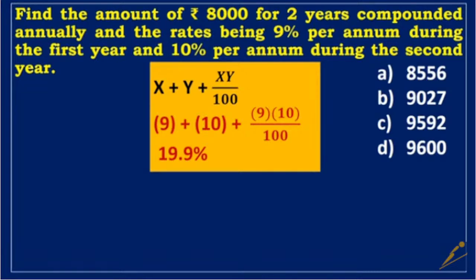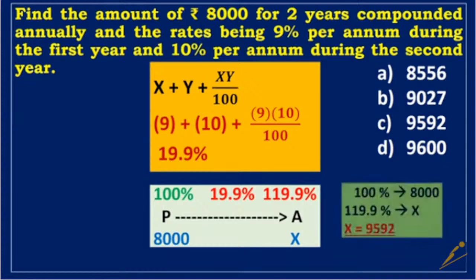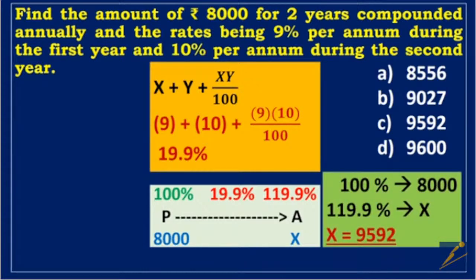Assume that the principal is 100%. The compound interest is 19.9%. Then the amount should be 100% plus 19.9% equals 119.9%. Based on the information given, we can set up two equations. If 100% equals 8,000, then 119.9% equals x. We can solve for x by cross-multiplying. Then the amount is 9,592 rupees.